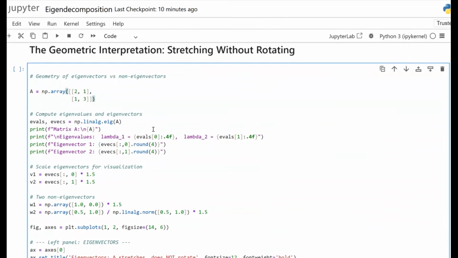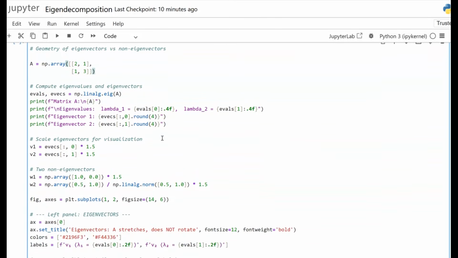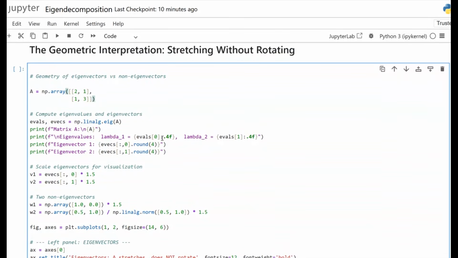So dear friends, this script constructs a geometric demonstration of how a linear transformation, represented by a matrix A, acts differently on eigenvectors and non-eigenvectors. Here A is a 2 by 2 symmetric matrix, which guarantees real eigenvalues and orthogonal eigenvectors. And here this is the call that computes eigenvalues and eigenvectors.